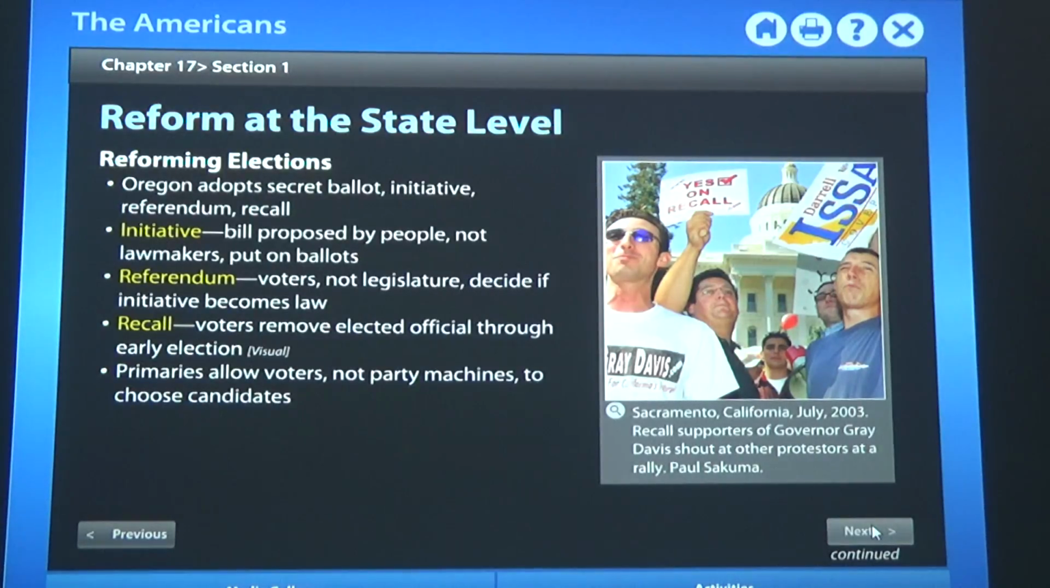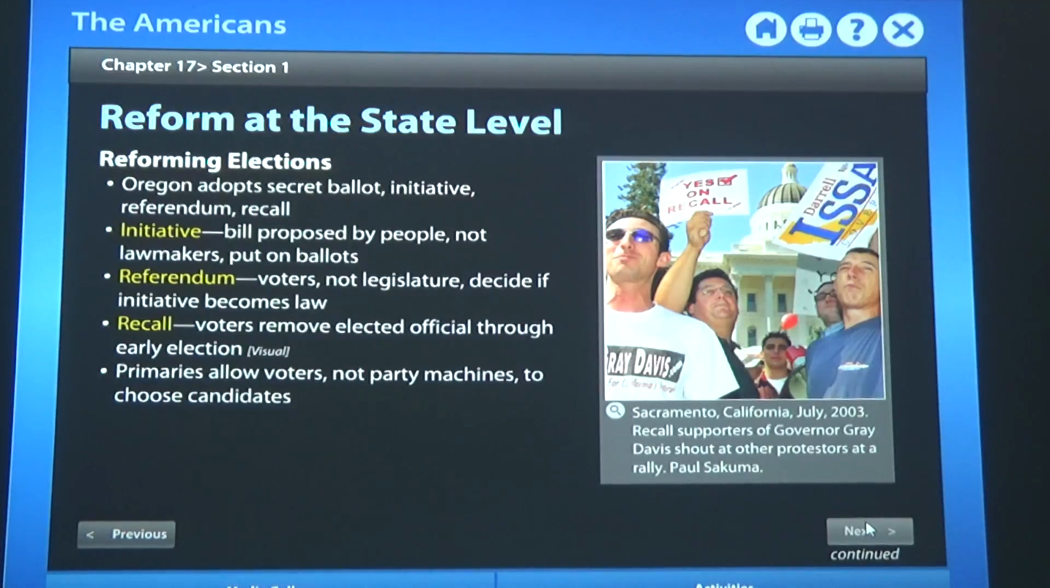And finally, some reforming of elections: the idea of secret ballots, initiatives, referendums, recalls. These are all terms used in politics to give more power to the people. An initiative is a bill proposed by people, not lawmakers, that's put on ballots. For example, there are a couple this year in our election. One to legalize marijuana, another to expand charter schools. Those are initiatives. A referendum is a voters' vote on whether an issue becomes a law or not. So the referendum will be voted on in November, for example, on those issues.